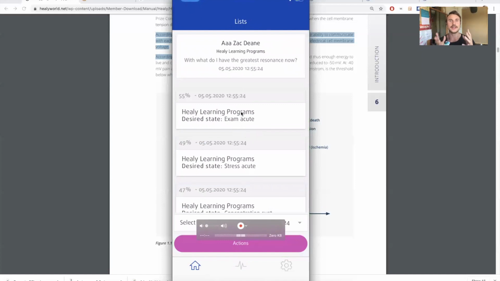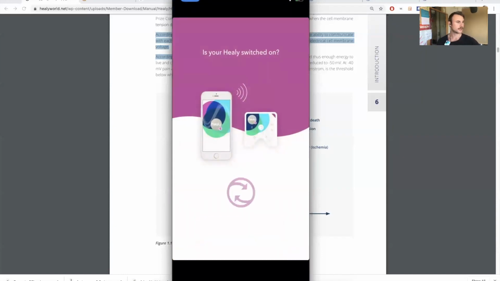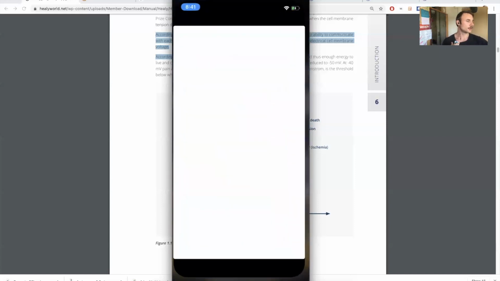So how do you then find the programs? What we do is we close this app. Make sure the Healy's on again. We open the Healy app. We go to connect, and this actually has all the programs here. Let's just close that for a sec. Open that again.